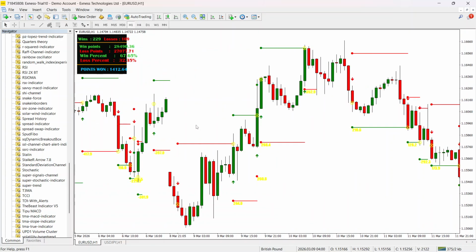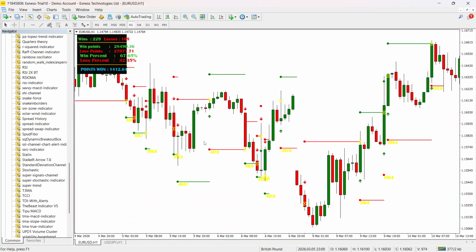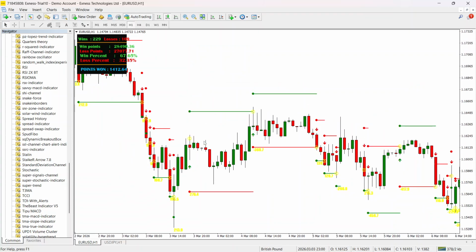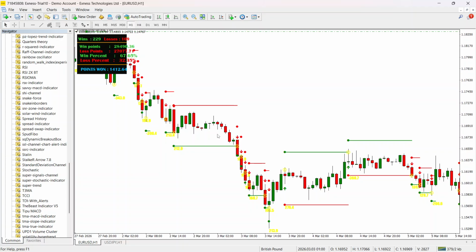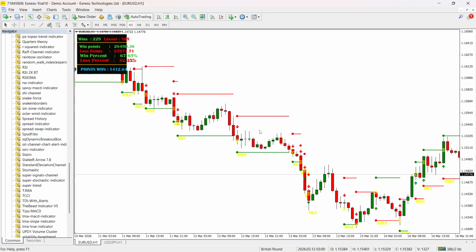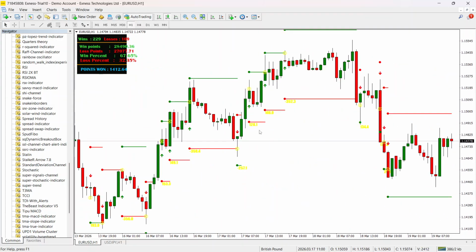Now, who is it for? This Stalker Arrow Indicator is suitable for beginners who want straightforward chart cues and for experienced traders who like concise signal overlays for scalping, day trading, or swing trading. Its multifunctional approach with the stop loss and take profit and trend direction arrows, along with its dashboard showing the wins to loss, means traders have a visual representation of what goes on in the trading chart.